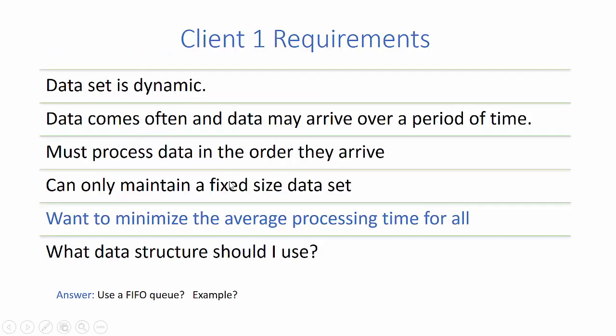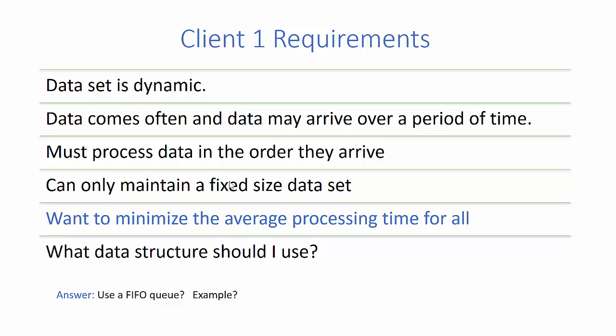So let's look at a few client scenarios. The first scenario is that client one comes and says, I have a data set that's dynamic. That means data comes often and may arrive over a period of time. I have to process the data in the order they arrive. I can only maintain a fixed data set. And I want to minimize the average processing time for all. In other words, each data item can have a processing time, and I want to look at the average processing time for all the data and minimize it.